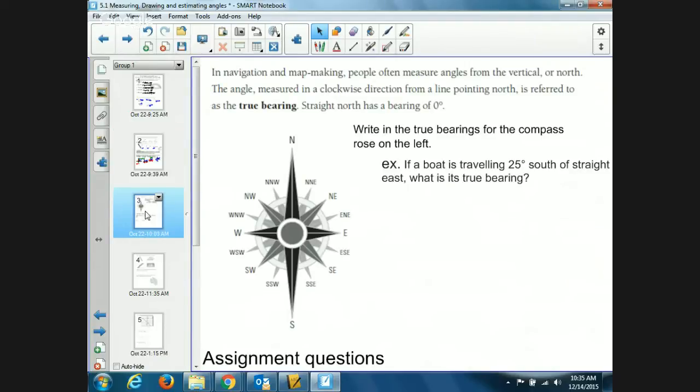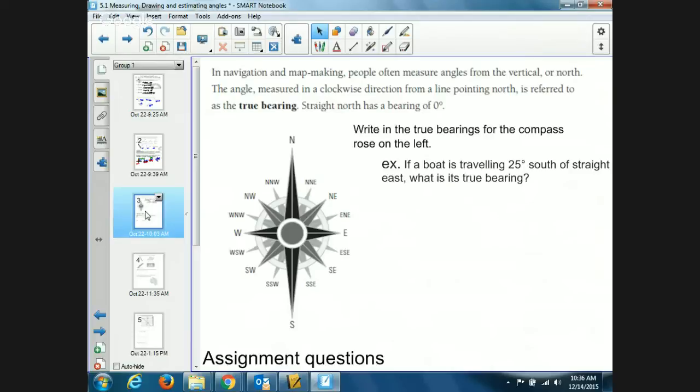In navigation and map making, people often use angles from the vertical or from the north. The angle measured in a clockwise direction, so circle to the right, from the line pointing north is referred to as the true bearing. Straight north is 0 degrees. Now this is different than a protractor because a protractor usually has 0 on the right or the left. So it's a protractor basically turned sideways.